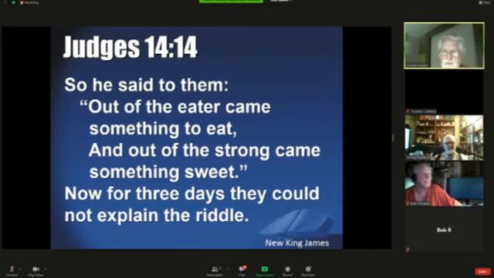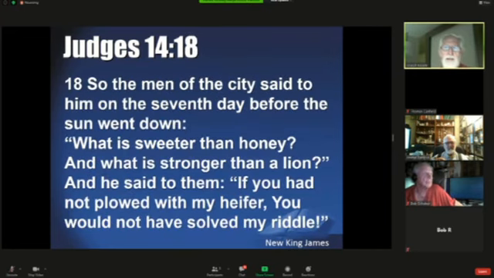So for 3 days they tried to figure this out. Then on the seventh day, they went to him and said, "What is sweeter than honey, and what is stronger than a lion?" And he said to them, "If you had not plowed with my heifer," meaning Delilah, "you would not have solved my riddle." So she had begged him, "Tell me the riddle solution. You don't love me if you don't tell me this." So he told her, and then she spilled the beans, and so they won the bet.